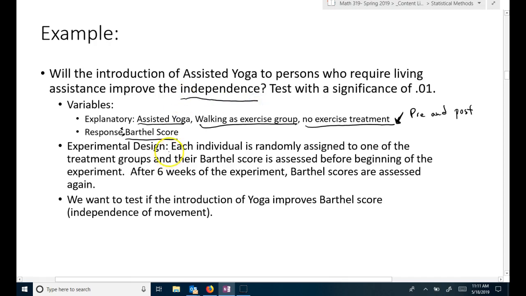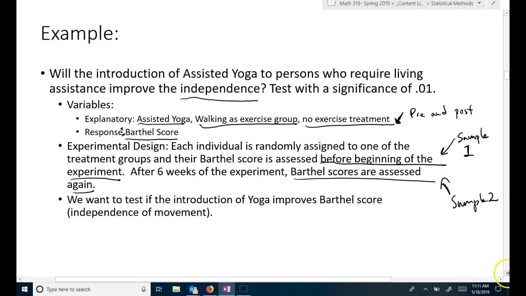Now we look at the experimental design to tell us that in fact we're going to use this pre and post. Each individual is randomly assigned to one of the treatment groups, and their Barthel score is assessed before the beginning of the experiment. After 6 weeks of the experiment, Barthel scores are assessed again, right? So we've got that before and after. Sample 1 will be the before group, and sample 2 will be the after.